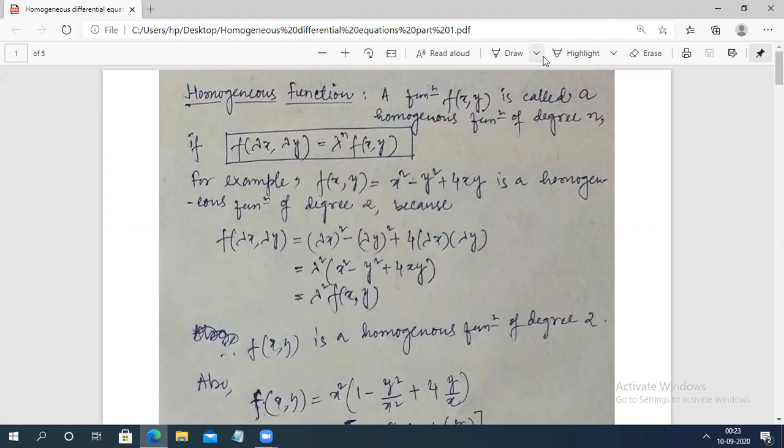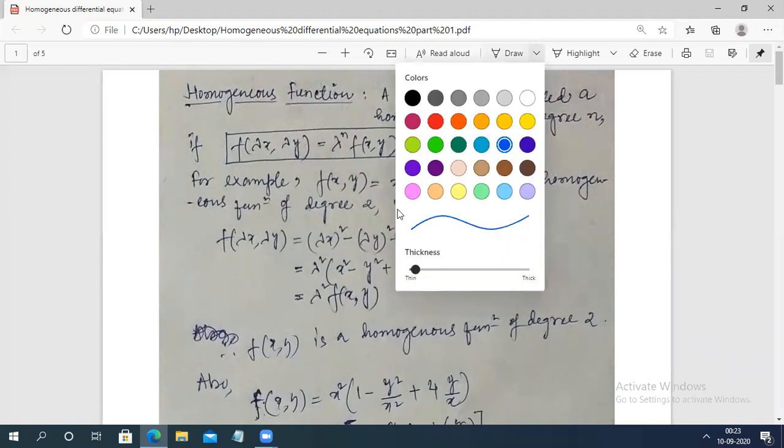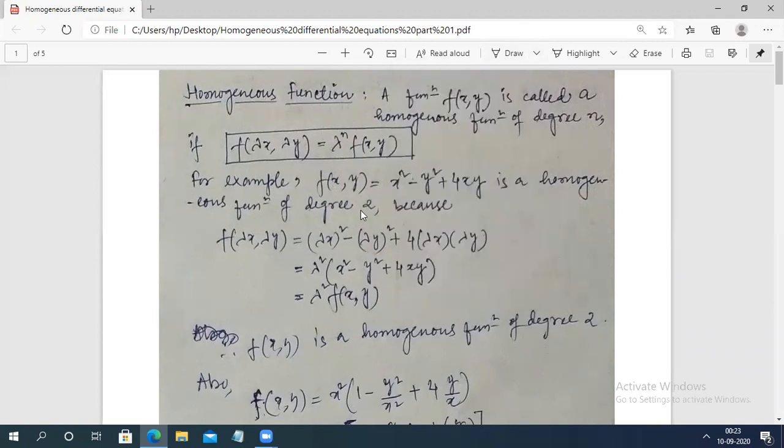The word homogeneous means uniformity or homogeneity, that is, of the same level. Here the same level means each term has the same degree. For example, suppose f of xy is equal to x square minus y square plus 4xy. Now we claim that this is a homogeneous function of degree 2.